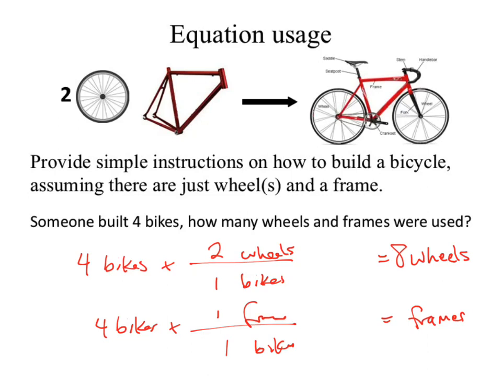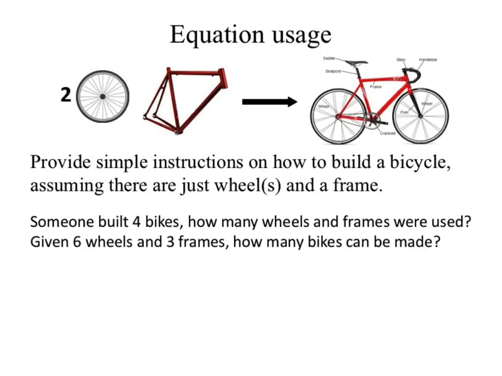Okay? So let's try another question. Given 6 wheels and 3 frames, how many bikes can be made? I kind of liked the longer pause there, but I didn't see anybody's pencils moving. So it looks to me like you did it all in your head again. No? Right? Which is okay, but you're getting the idea behind how you manipulate these, right?